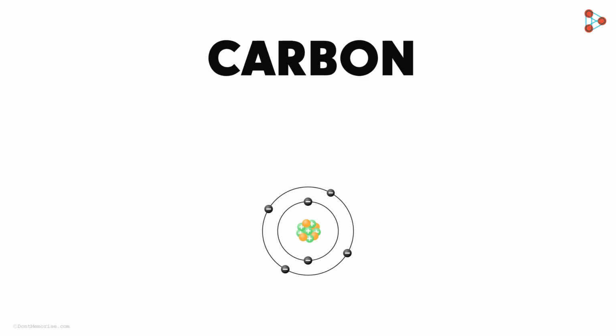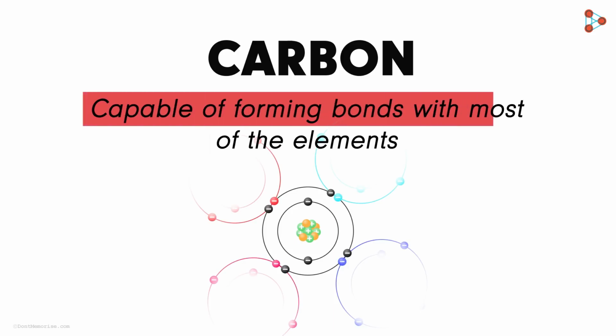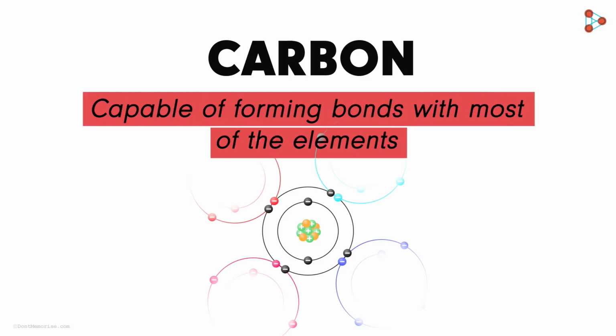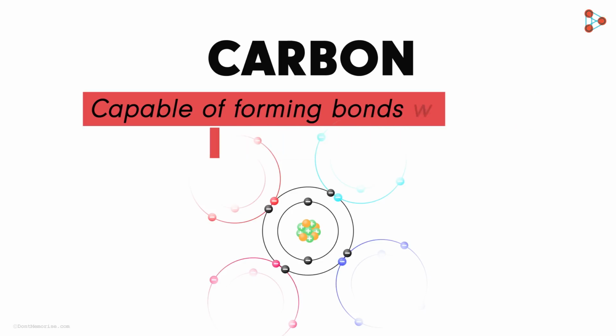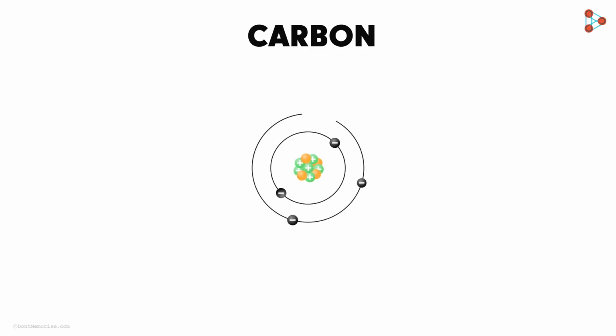In the previous video, we got introduced to the versatile nature of carbon. Can you tell me why it is capable of forming so many bonds with so many elements around? To know this, let's have a look at the atomic structure of carbon first. Does the atom look somewhat like this? Yes. The electronic configuration of carbon is 2,4.